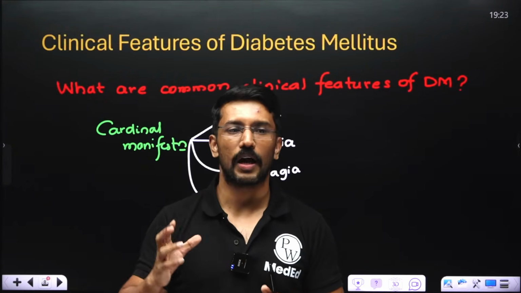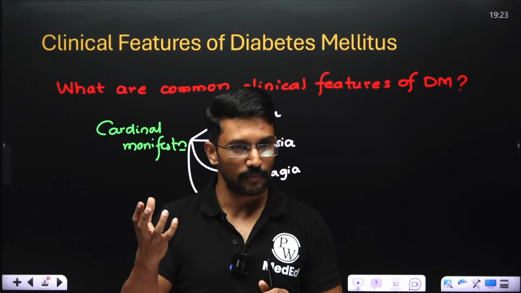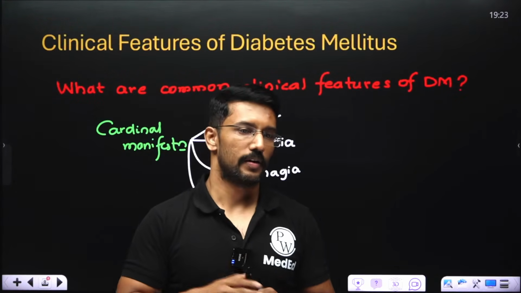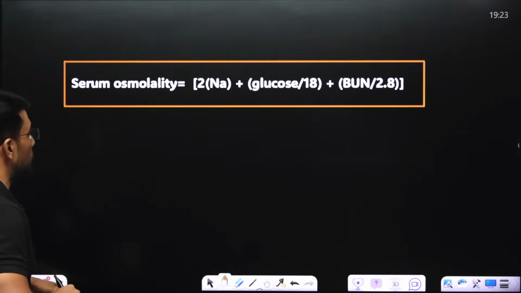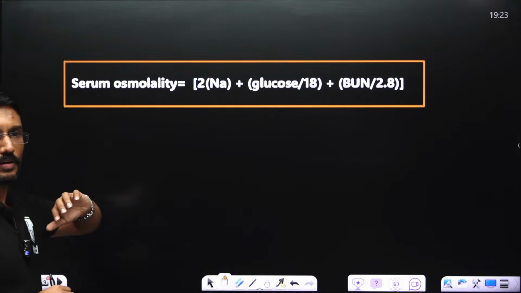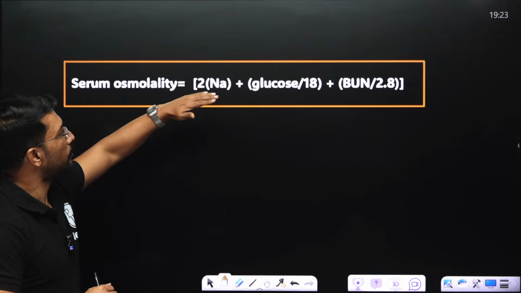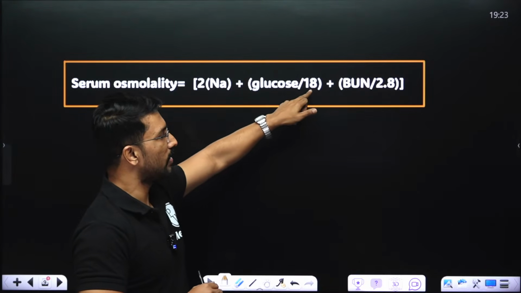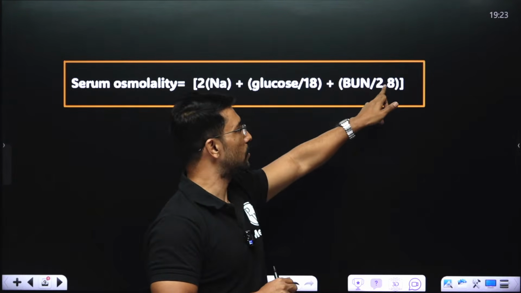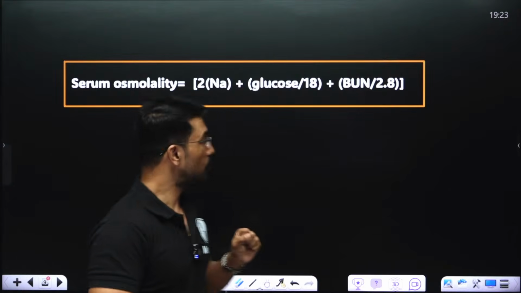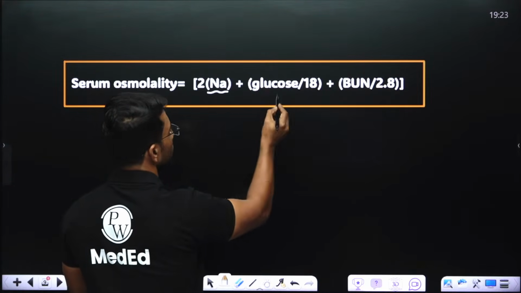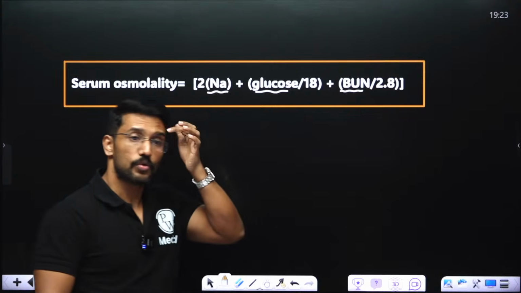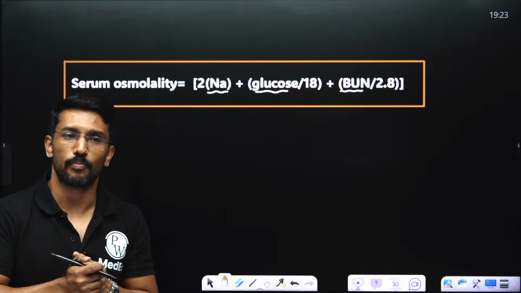So whatever we have as blood osmolality is mainly because of sodium, glucose and urea. In fact, there is a formula for calculation of the serum osmolality. For the formula, we multiply the sodium value by 2, then add glucose divided by 18 and blood urea nitrogen divided by 2.8. So these are the 3 major ones: sodium, glucose and blood urea nitrogen. These are the 3 most important osmotic substances in the blood.